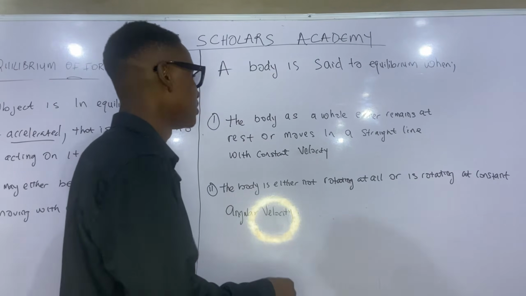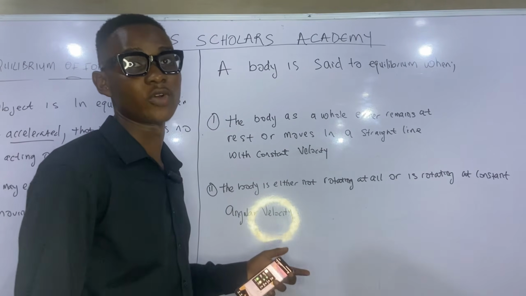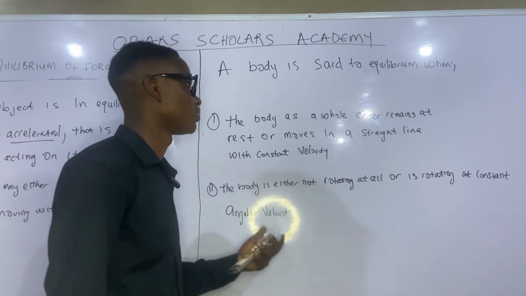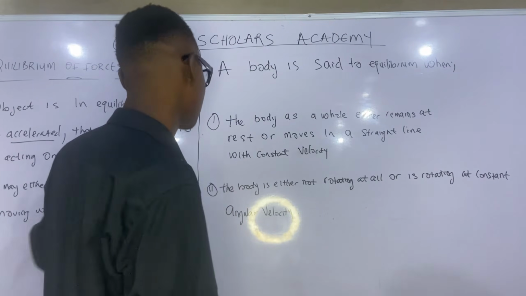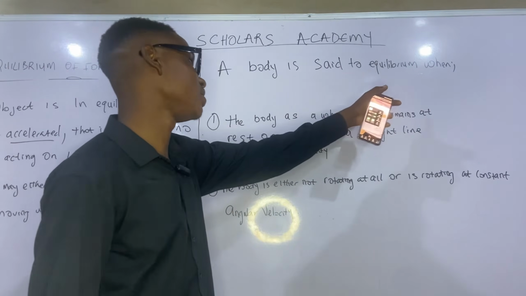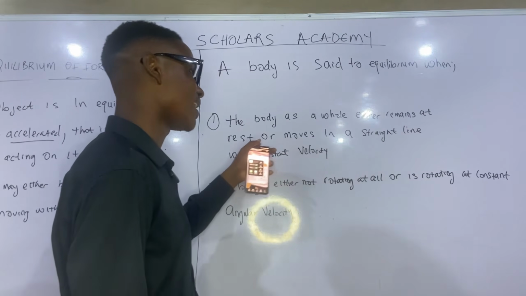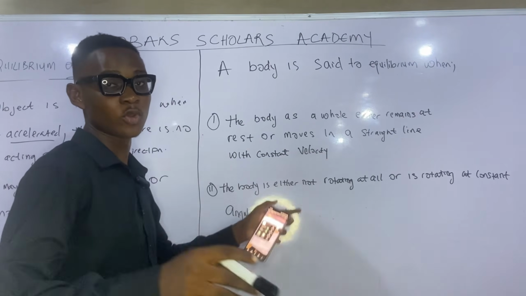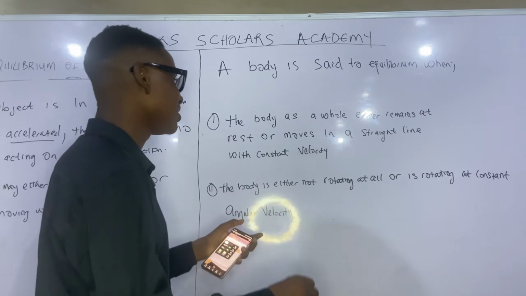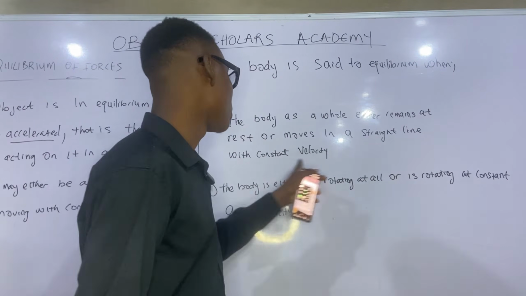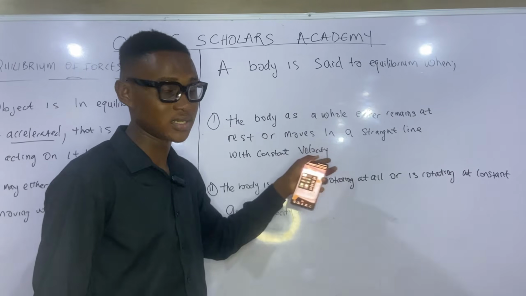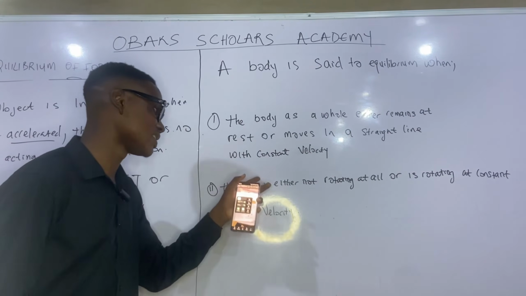So these are the conditions for a body that is in equilibrium. To summarize all we've been discussing here, a body is said to be in equilibrium when the body as a whole either remains at rest. That means every part of the body or the whole object remains at rest, or moves in a straight line with a constant velocity.